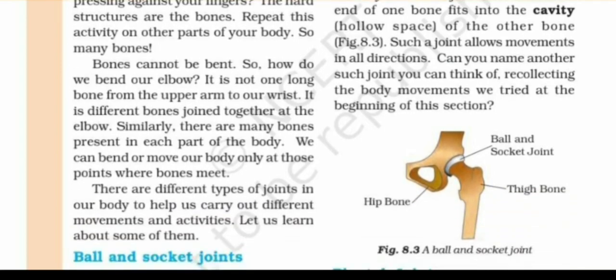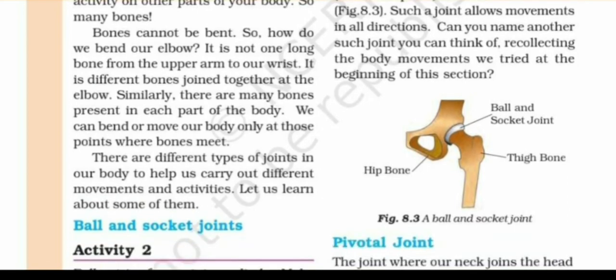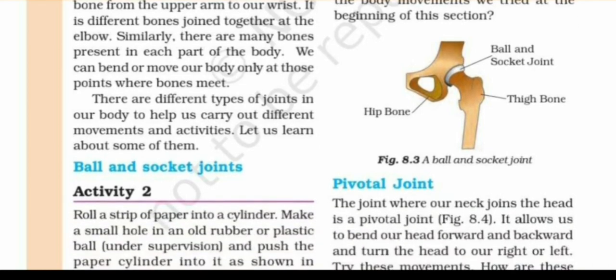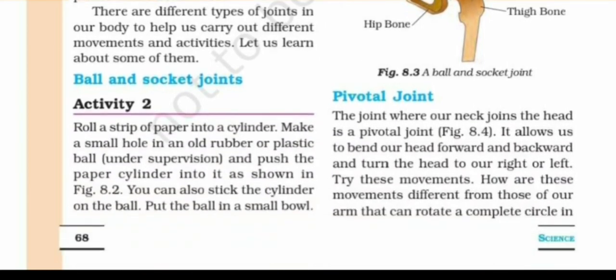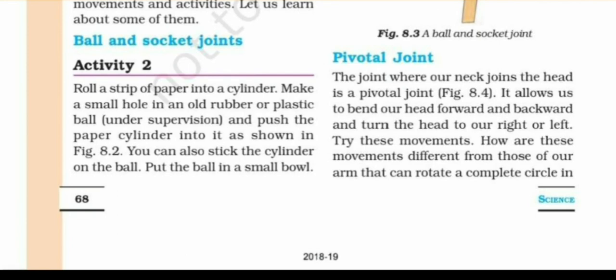Can you name another such joint, recollecting the body movements we tried at the beginning of the section? You can also see here the example of the hip bone. You can see the leg part and the hip part, and the leg is joined to the hip bone. Here is also a ball and socket joint, and the thigh bone is joined to the hip bone. So most of the time hip, shoulder and ankles have a ball and socket joint. Clear? Ball and socket joint.